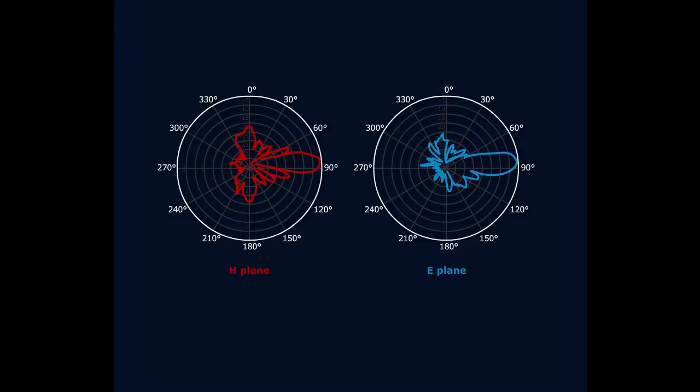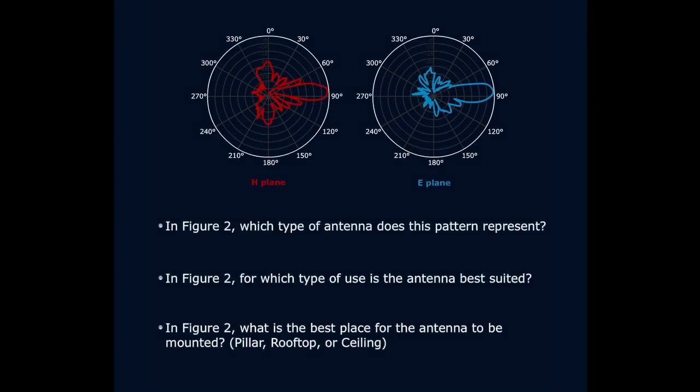All right, so here's a radiation pattern. Here are the questions. Freeze your video, and then we'll take a look at the answers. Okay, so what type of antenna does this represent? Again, instead of overlapping, we've got the H and E planes separated out. Again, they did that as a nicety since they look very similar.